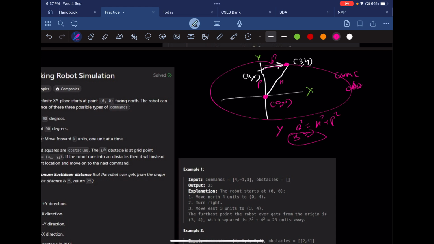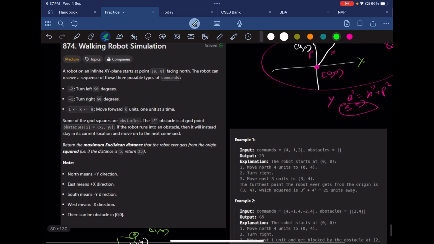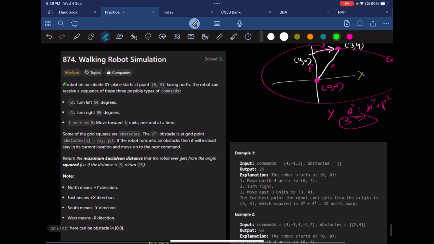Now how these points are made, we will look into the example. But before that, let's see what the question says. A robot on an infinite XY plane starts at point 0, comma 0, facing north. The robot can receive a sequence of these three possible types of commands. -2 turns left 90 degrees. -1 turns right. Ahead we have a k value, which is from 1 to 9.